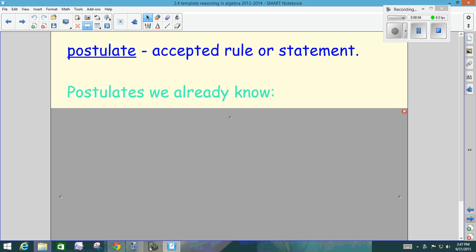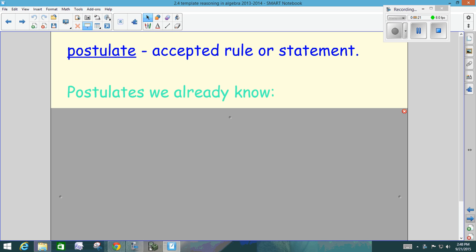In proofs, you always have to have a reason for what you're doing, explaining what you're doing. And a lot of our reasons come from the postulates that you guys already know. Remember, a postulate is just an accepted rule or statement that you have to follow. You don't really have to explain why.